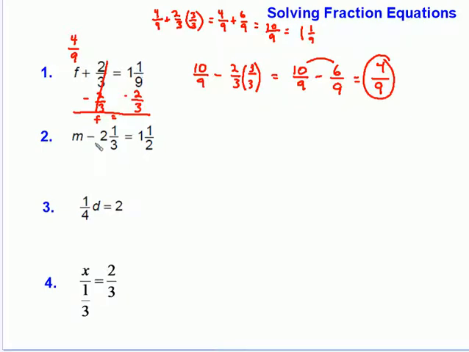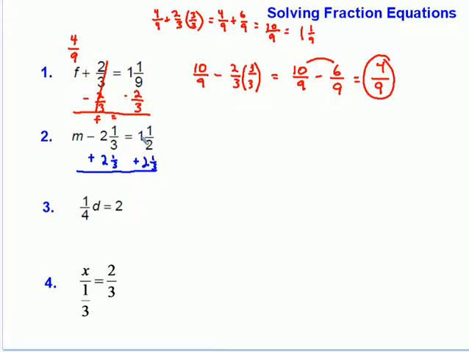Now let's solve an equation using subtraction of fractions. Here we have m minus 2 1/3 is equal to 1 1/2. First thing we need to do is get m all by himself. To do that, we use inverse operations. So the inverse of subtraction is addition. We're going to add 2 1/3 over here, which means we'll also add 2 1/3 over here. And then we'll work that out off to the side.